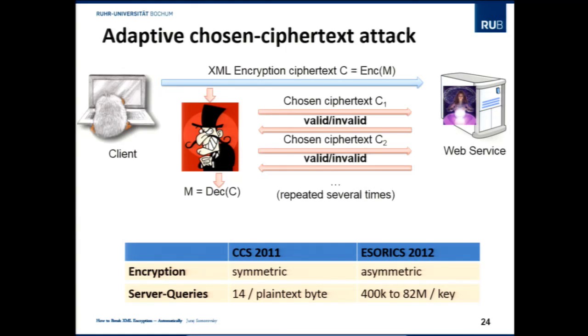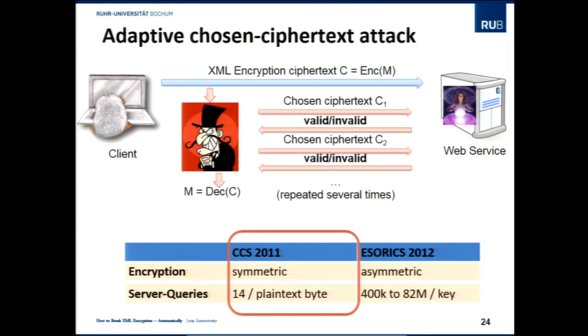And as already mentioned, we presented attacks on symmetric encryption schemes in 2011, where with 14 server queries we could extract a plaintext byte, and with about 400,000 server queries we could extract the symmetric keys from the server. Okay, and in the next slides, I would like to present to you the attacks on symmetric encryption schemes.